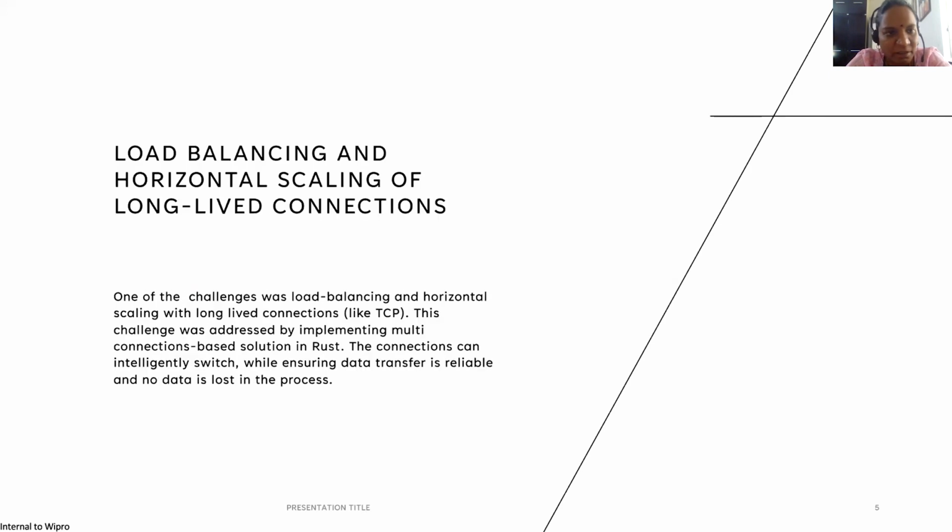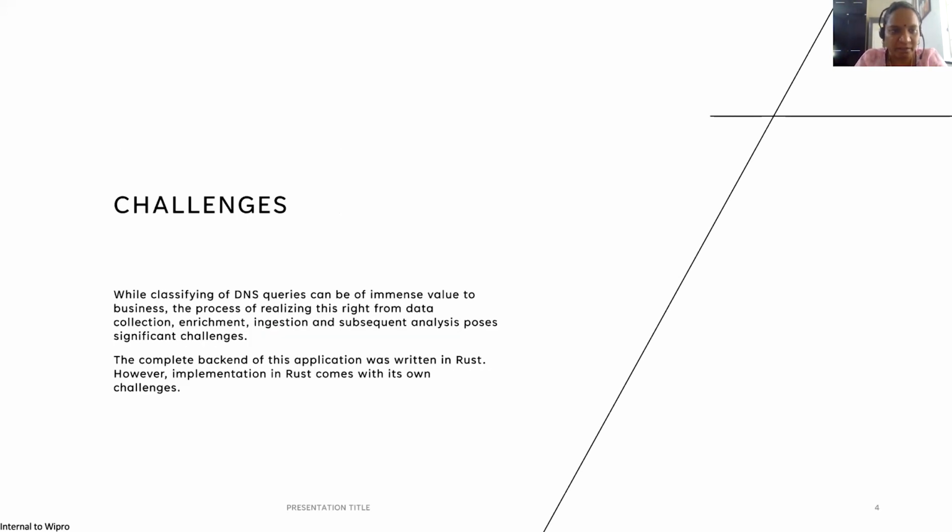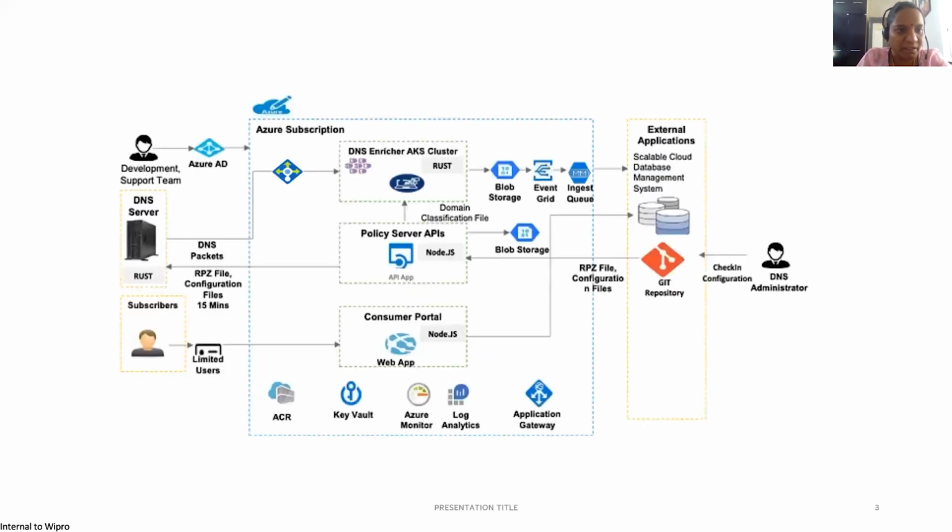One of them was because we had to load balance and horizontally scale out based on traffic. We should go back here. The agent running on this DNS server, the data collection part, and the enricher here, which is written in Rust, are both connected via a TCP connection. So we had an Azure load balancer here, and the connection goes via the load balancer.